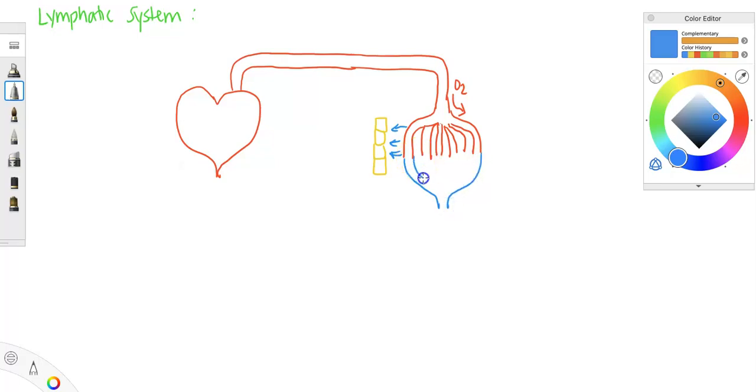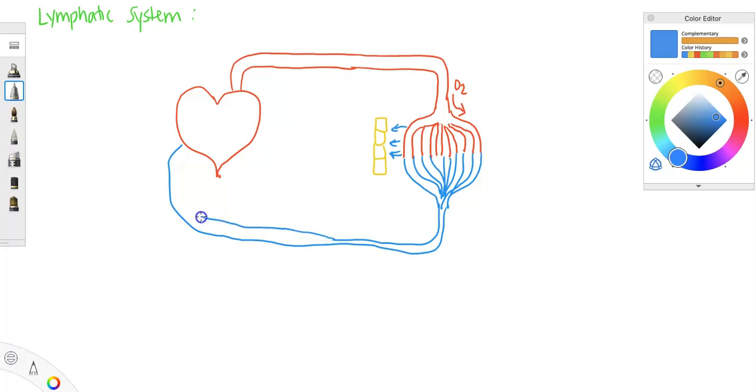and we get deoxygenated blood going back through the venous system, from venules to veins, and back to the heart, which should go into the atrium, but whatever.